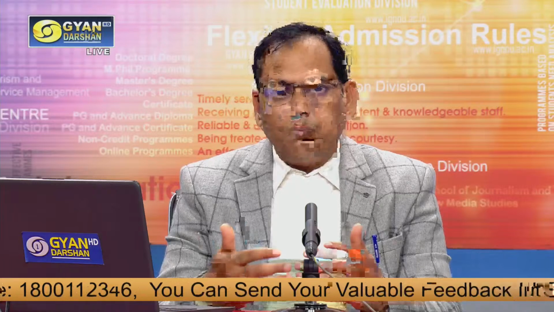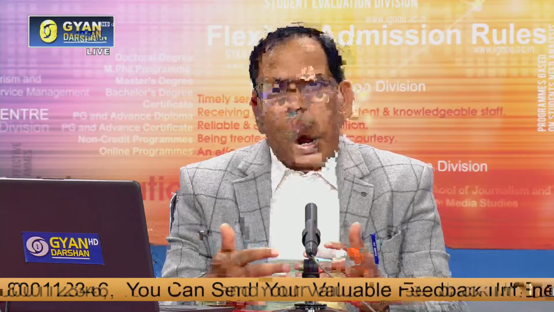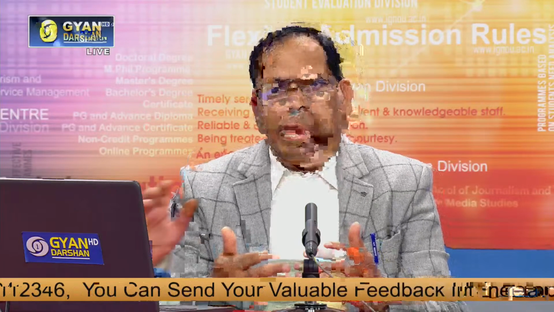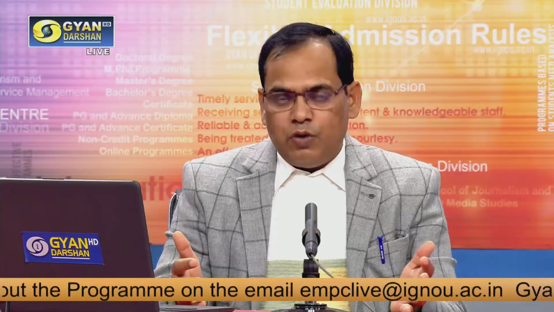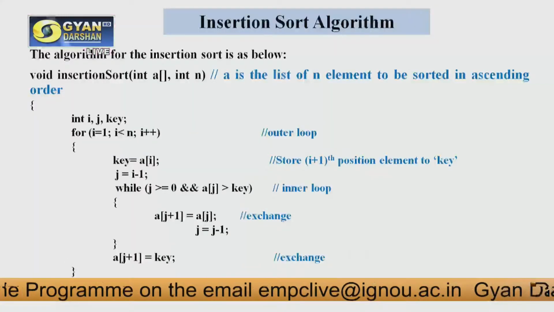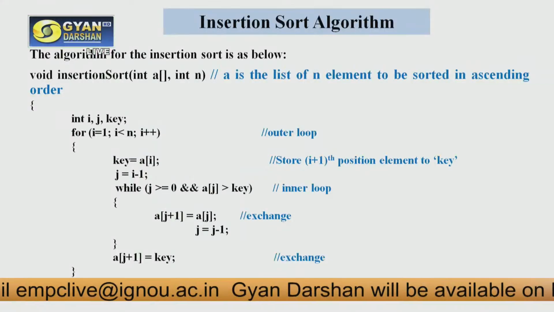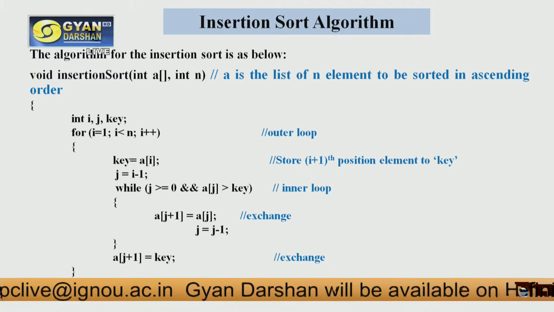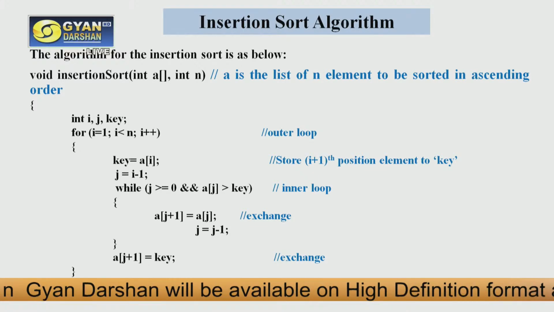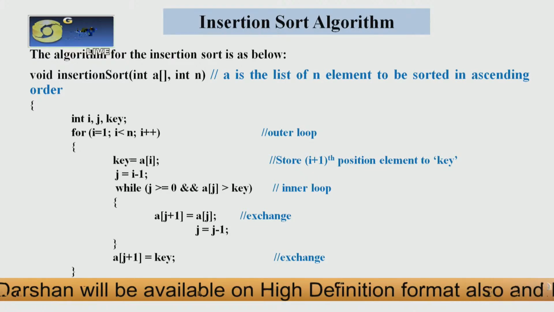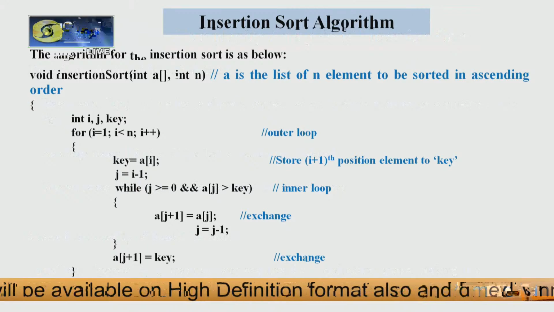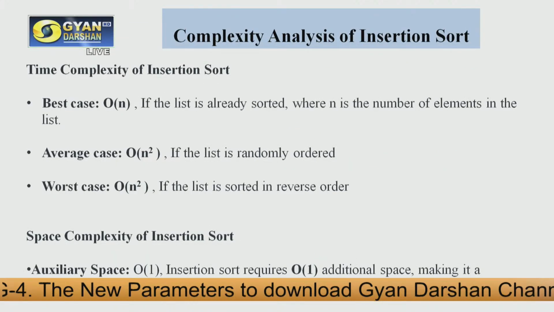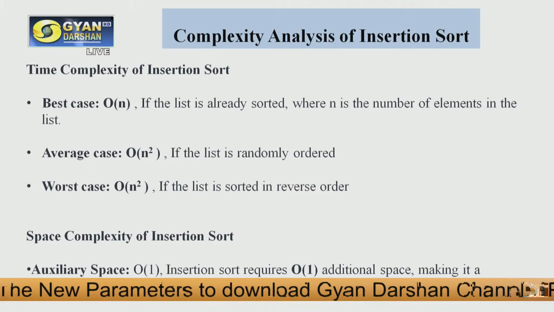Now I come to the space complexity. Looking at this algorithm, what extra variables are we using? In fact, we are using only a single extra variable, which is key, that is used as a temporary variable. So the extra space required is only for that one variable. So this is about the time and space complexity of insertion sort. Hope it is clear to all of you.